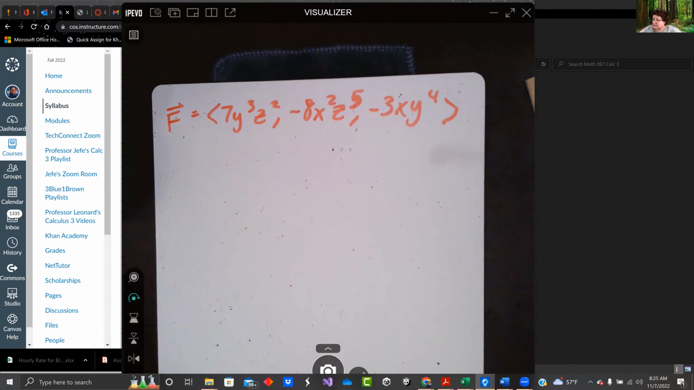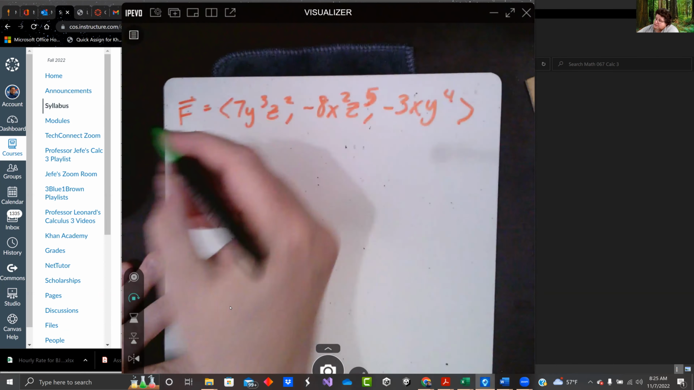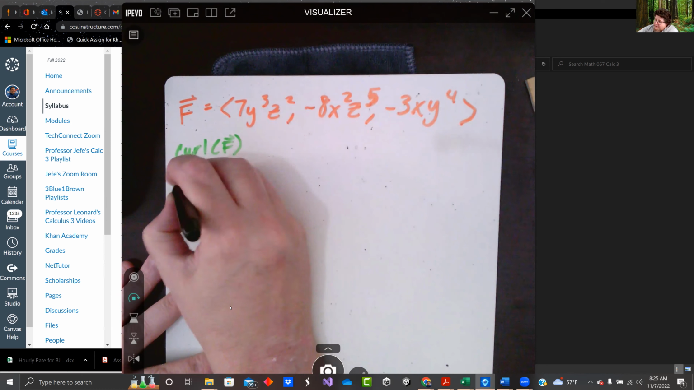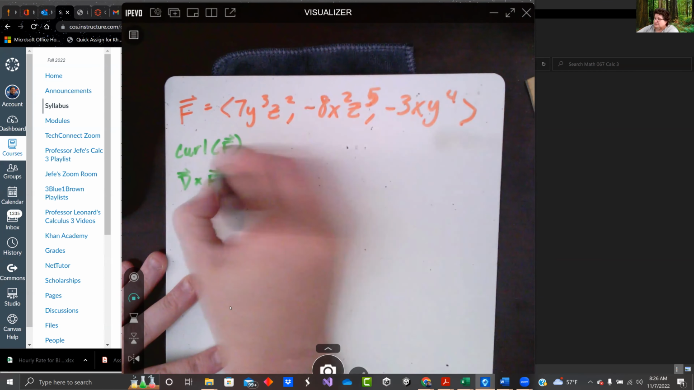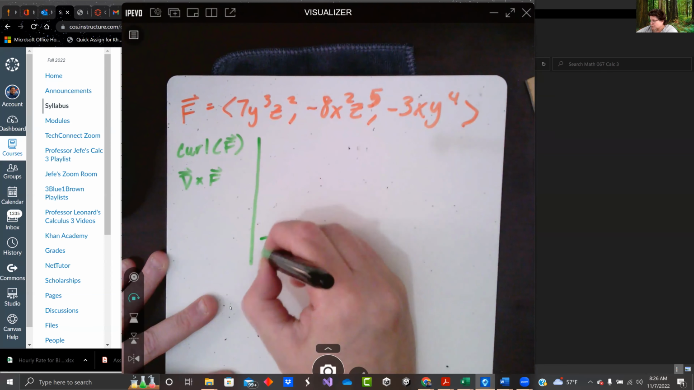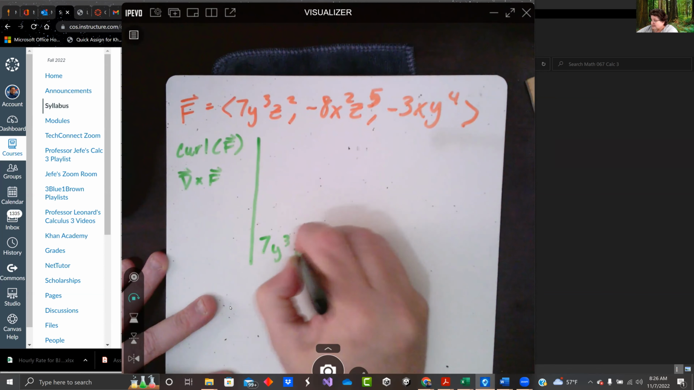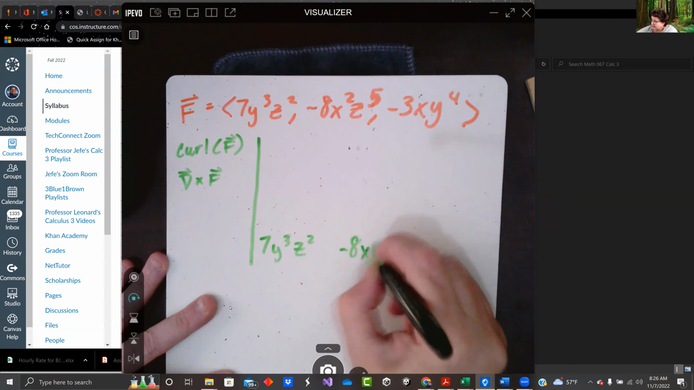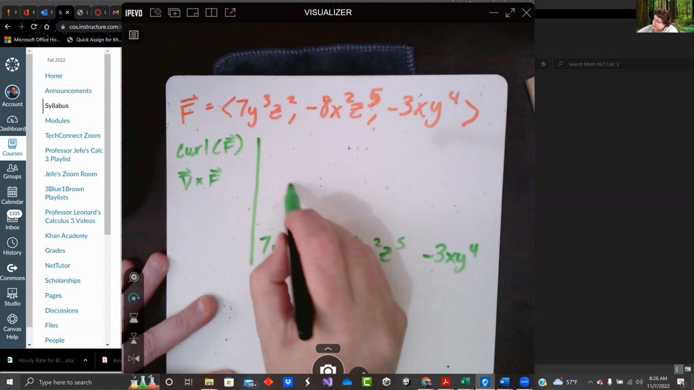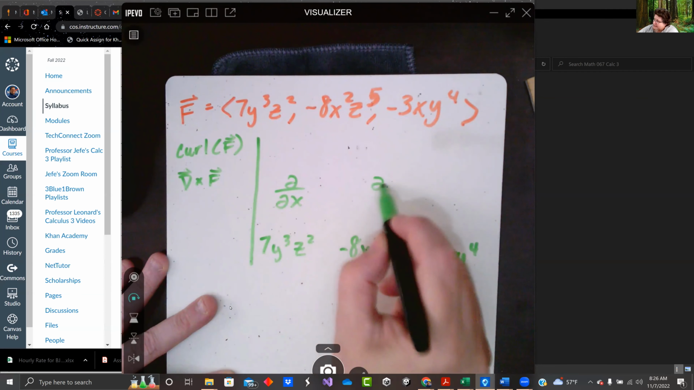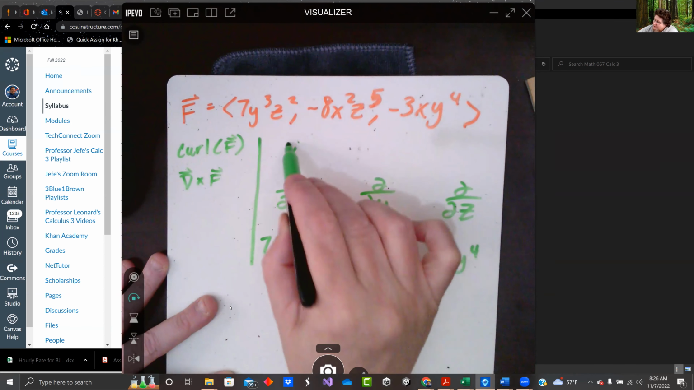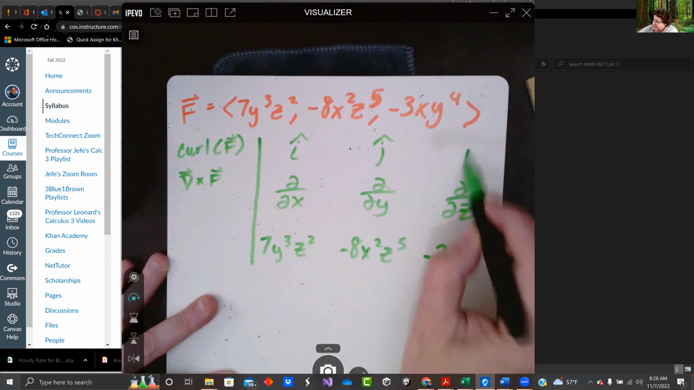So the curl of F, or the cross product of the del operator and F. What do we get? I think it's always easiest to put in the vector field first because it takes up the most horizontal space. If I were to start with ddx, ddy, and ddz, I would not have spaced it out as much, and then my cross product matrix looks bad.